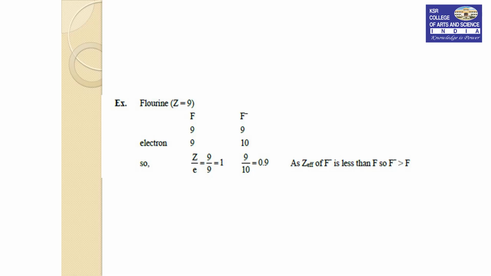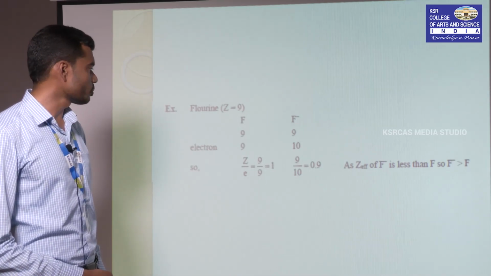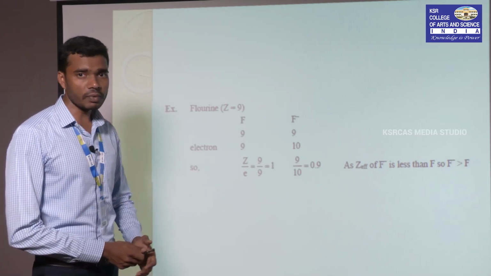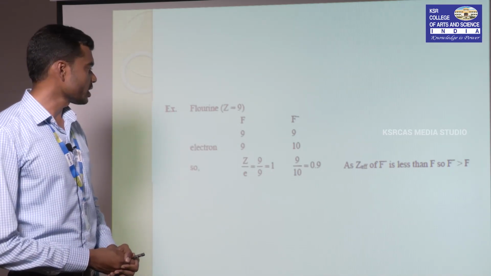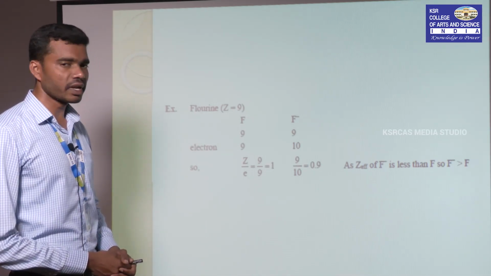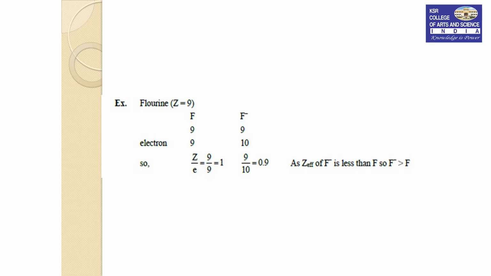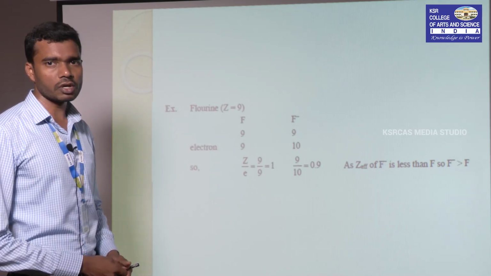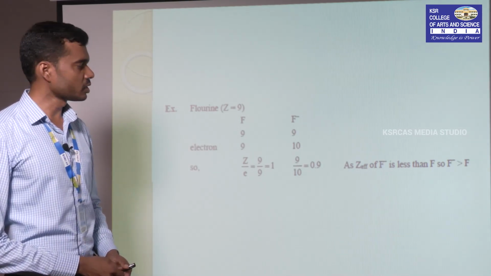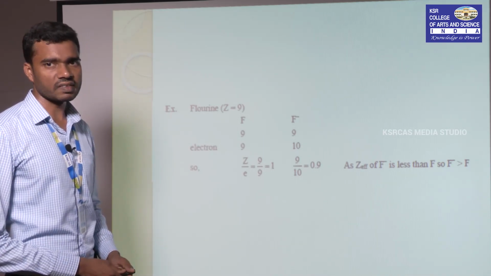If we take the fluorine atom, fluorine and then fluoride, the atomic number is 9 for fluorine and fluoride has 1 electron more. So the Z by E ratio for fluorine is 9 by 9, which gives 1. In the same way, for fluoride, 9 by 10 gives the value of 0.9. So the effective nuclear charge value for fluoride is 0.9. We have already seen that low effective nuclear charge means higher atomic radius. So fluoride, with its low effective nuclear charge, has a larger atomic radius compared to fluorine.